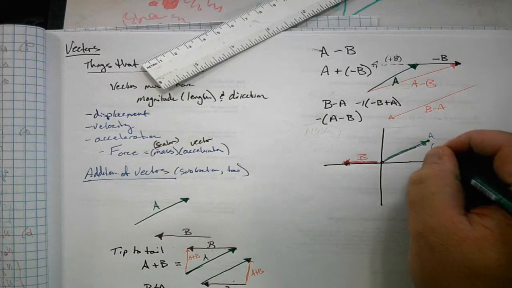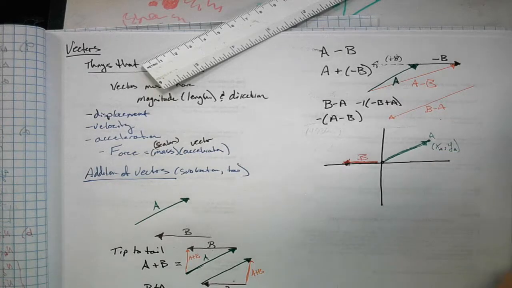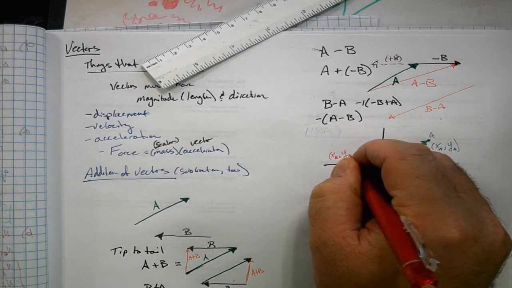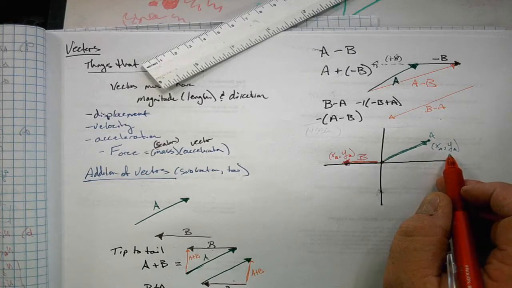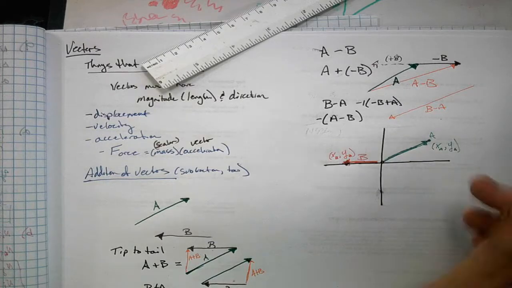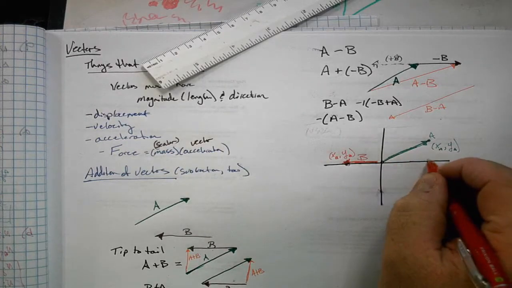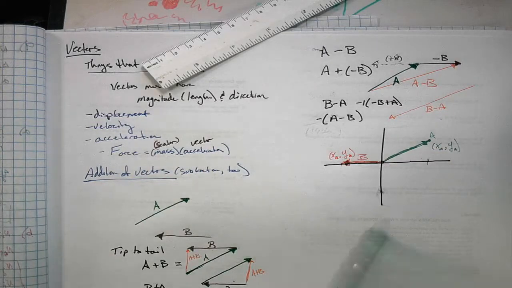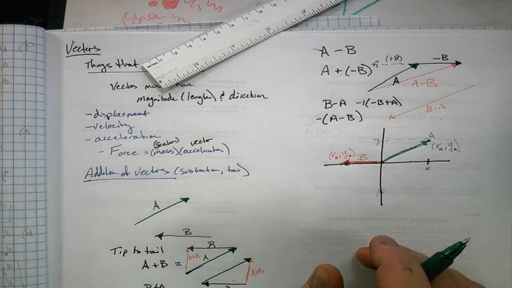This point right here is X of A, Y of A for vector A. And this one here is X of B, Y of B for vector B. Essentially it's the coordinate where the vector ends, right? So it's so much X this way and so much Y that way.